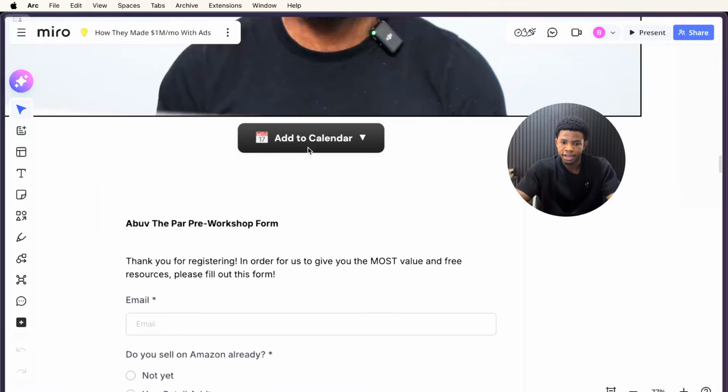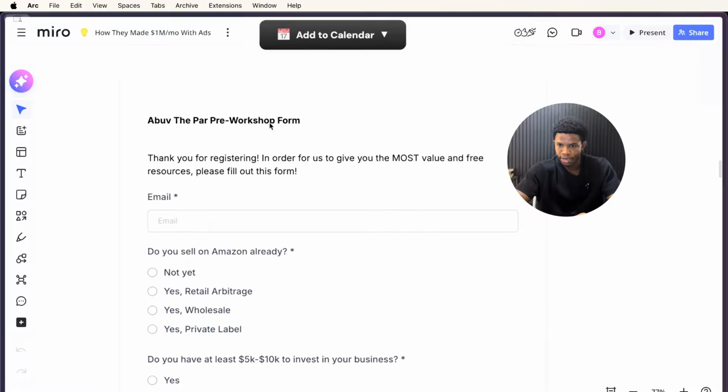Just make sure you always have that so that people are adding it manually to their calendar so that they don't miss the event. Even though some software like Zoom is going to add it to the people's calendar, you want to make sure that you're also giving them the option to add it directly to the calendar so that they don't miss it. You want to get at least 20 to 30% show rates on your webinar, right?